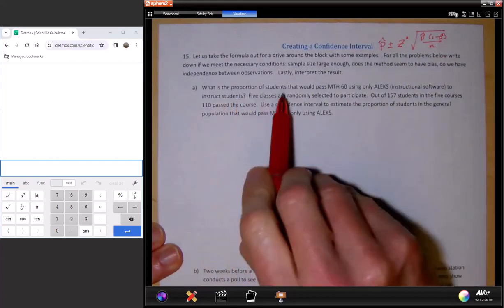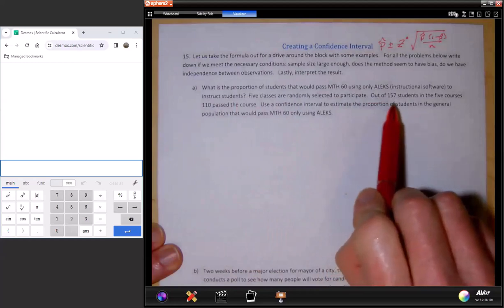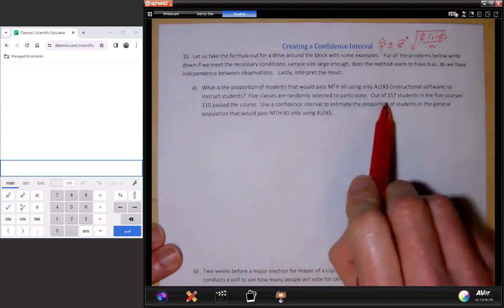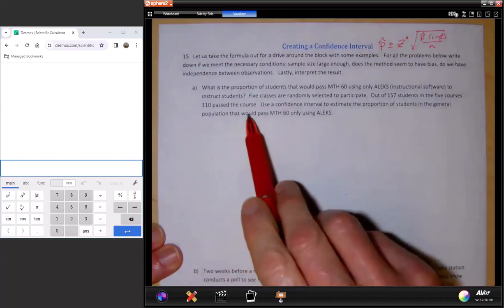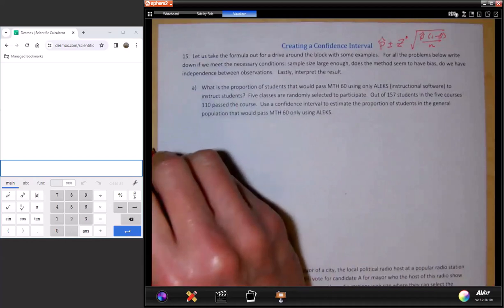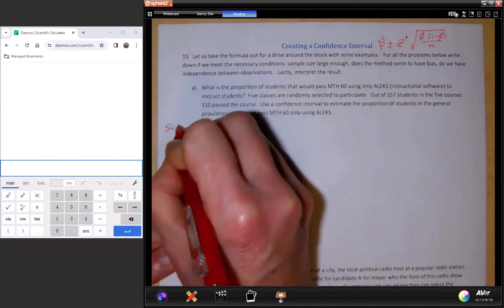What is the proportion of students that would pass Math 60 using only ALEKS instructional software to instruct students? 5 classes are randomly selected to participate. Out of 157 students in the 5 courses, 110 passed. So let's notice one thing. Out of 157 students, 110 passed. Do I need to see successes?